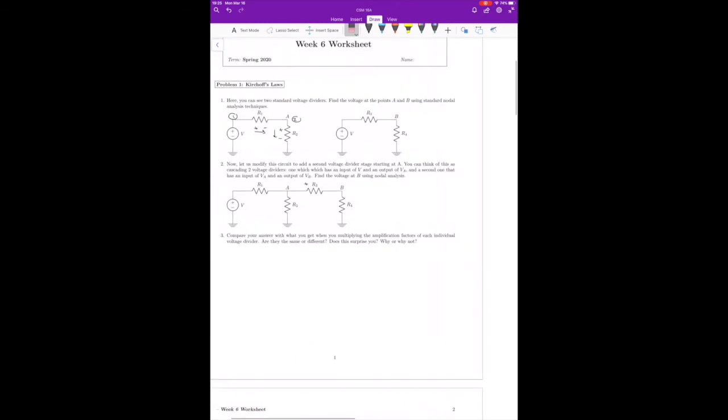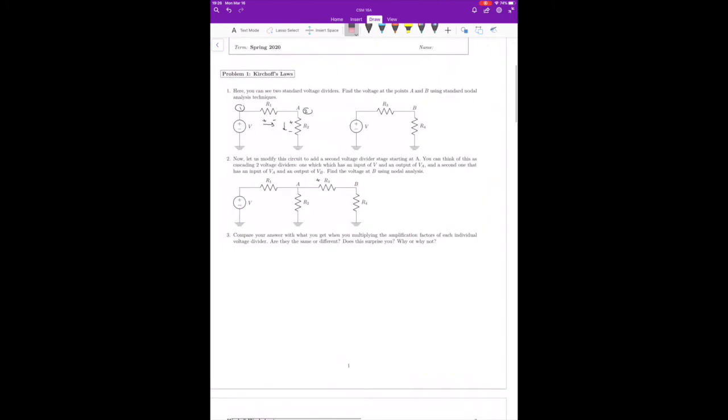The first question is on voltage dividers. The main idea with this question is we're trying to distinguish when we can and cannot use voltage dividers. The first part is we have these two voltage dividers and we're trying to figure out some expression for the voltage at this node A and at this node B.